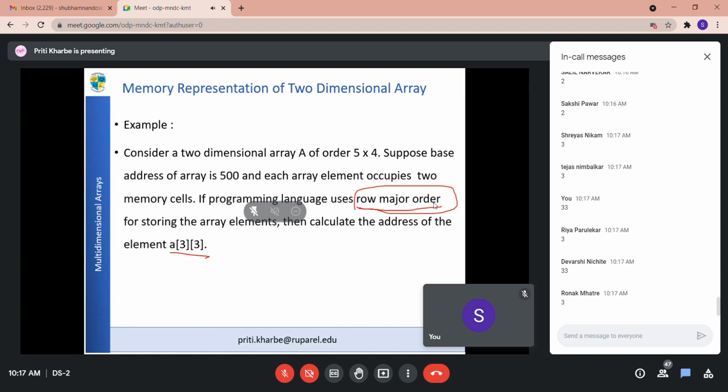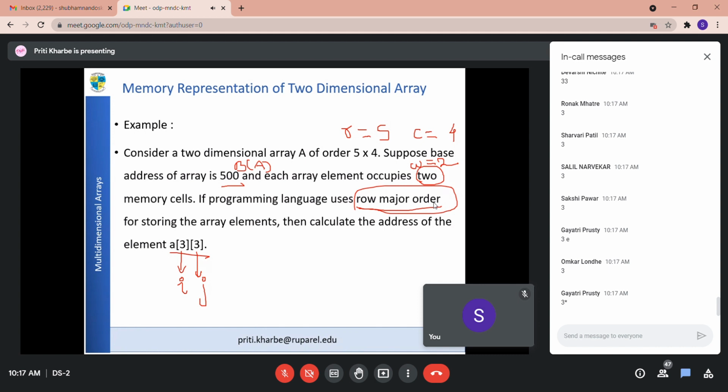Whichever element's address is asked, the row number of that is the value of I, and this is the value of J. 500 is your base address of A. Total 5 rows are there and total 4 columns are there. Each array element occupies 2 memory cells, so W is equal to 2. Clear what is given to you?